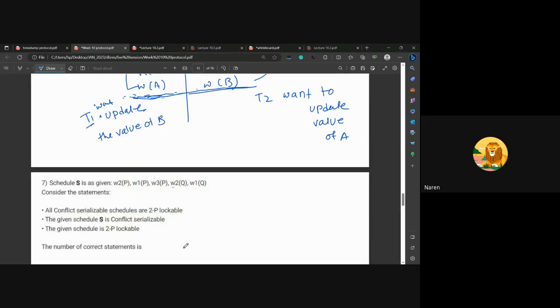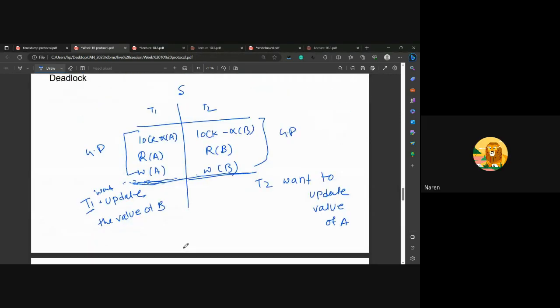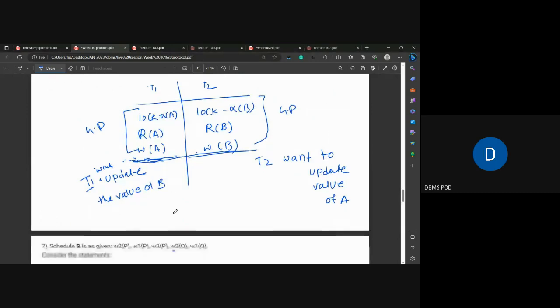But if you unlock it, then after that you will not be able to do the growing phase. If you unlock it, and then want to update the value of B, that is again a growing phase. So then it will not be in the two phase, strict two phase.